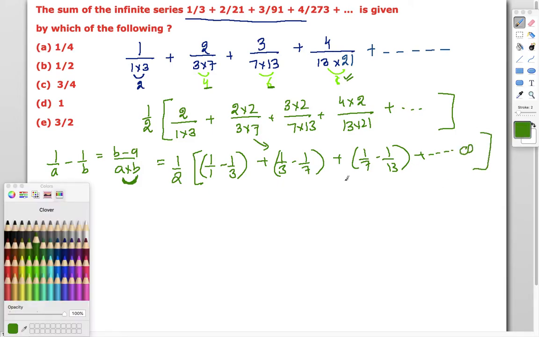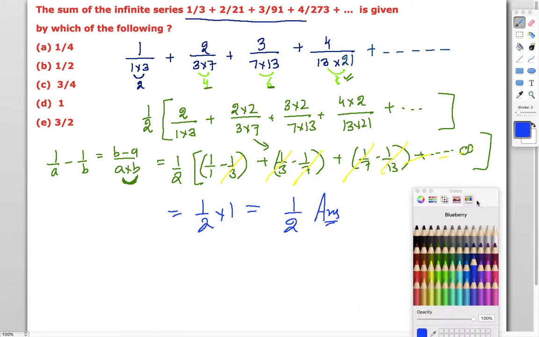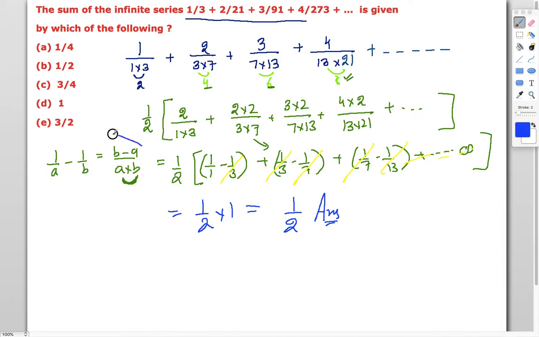Now you can observe all the terms get cancelled, like minus 1 by 3 plus 1 by 3, minus 1 by 7 plus 1 by 7 and so on. So what are we left with? That is equal to 1 by 2 into 1, which is 1 by 2. So this is the correct answer. Most of the time in such types of questions, you need to remember this particular logic. If you are able to identify this, it can be solved quickly. So the correct answer is option B, which is 1 by 2.